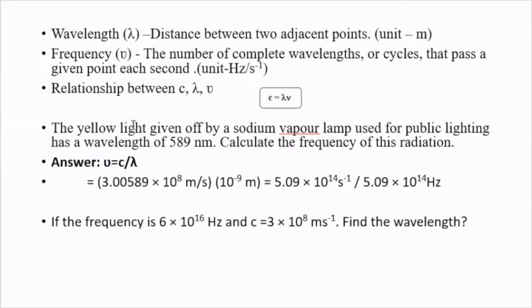Using this equation, the yellow light given off by a sodium vapor lamp used for public lighting has a wavelength of 589 nanometers.